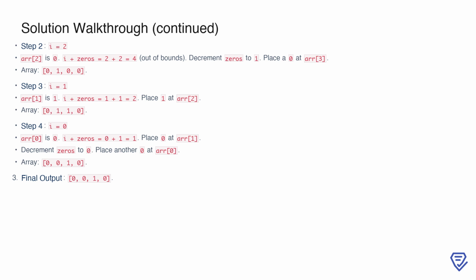The array becomes 0, 1, 0, 0. At I equals 1, the value is 1, and I plus zeros equals 2. We place 1 at index 2, resulting in 0, 1, 1, 0. Finally, at I equals 0, the value is 0. Here, I plus zeros equals 1, so we place 0 at index 1, decrement zeros to 0, and place another 0 at index 0, duplicating this 0. The array is now 0, 0, 1, 0, which is the final output for example 2.